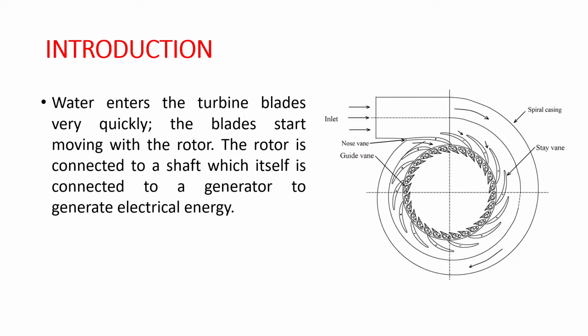The turbine is used to convert the kinetic energy of a fluid with high speed or pressure into mechanical energy for the rotation of the rotor and shaft, and ultimately to generate electrical energy. Hence, the turbine reduces water energy. Water enters the turbine blades very quickly. The blades start moving with the rotor. The rotor is connected to the shaft, which itself is connected to a generator to generate electrical energy.